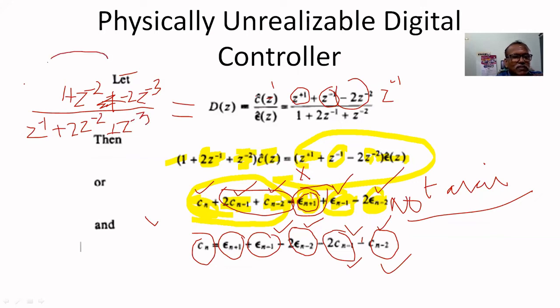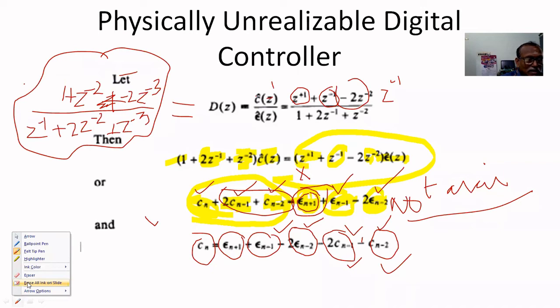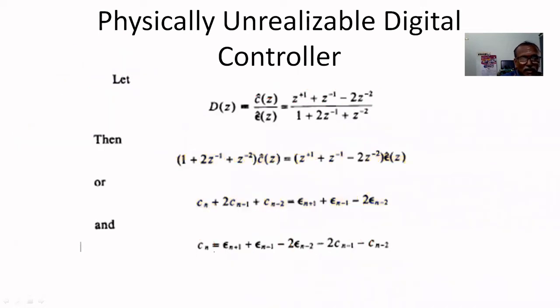Sir, no positive power, sir. Will it work? Will it be realizable? No. What we did is multiply the numerator and denominator by z power -1. It means every term is multiplied by z power -1. Then what will you get here? C of n minus 2. Instead of n minus 1, you will get n minus 3. So yes, it is available.